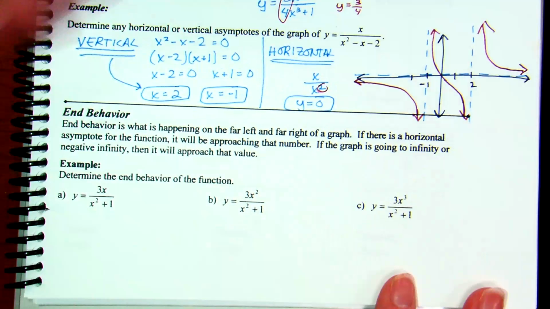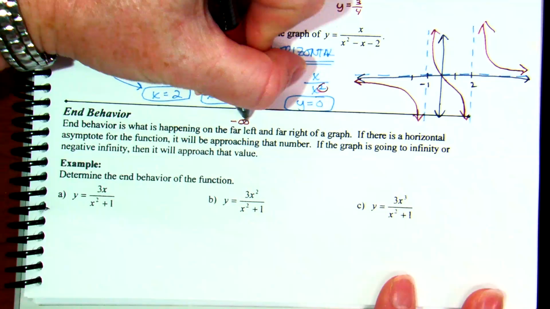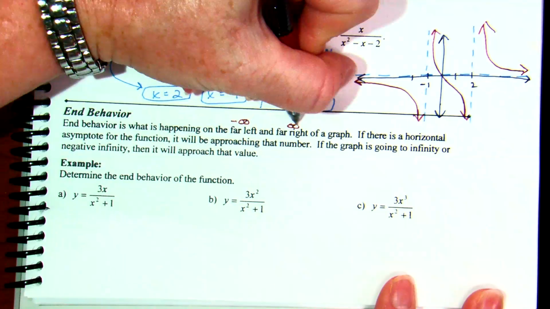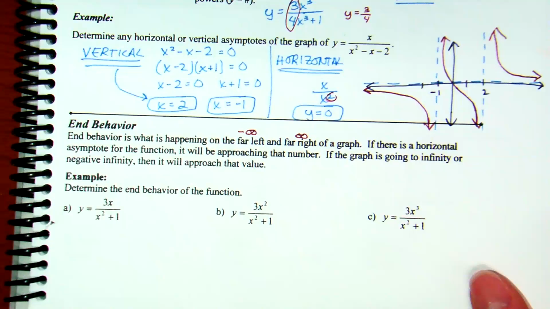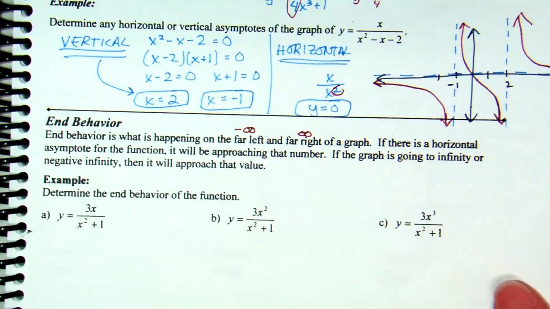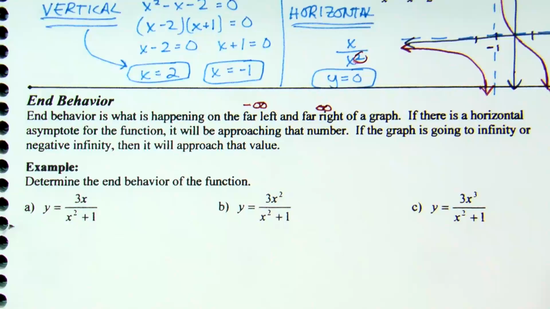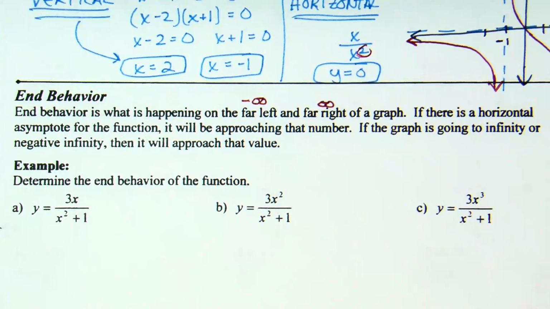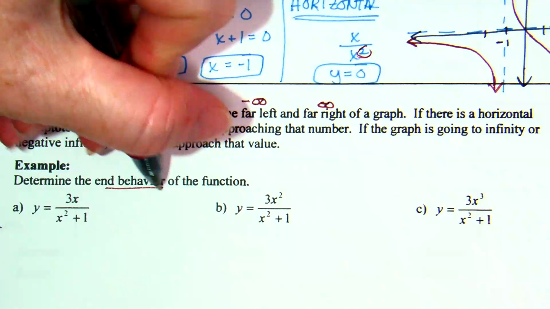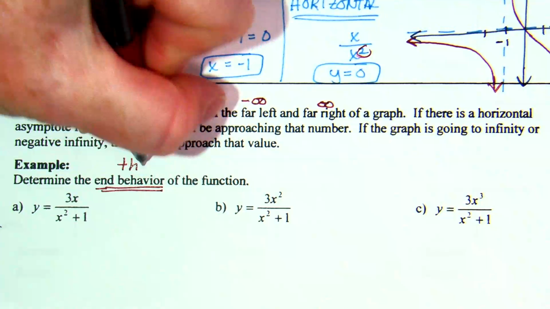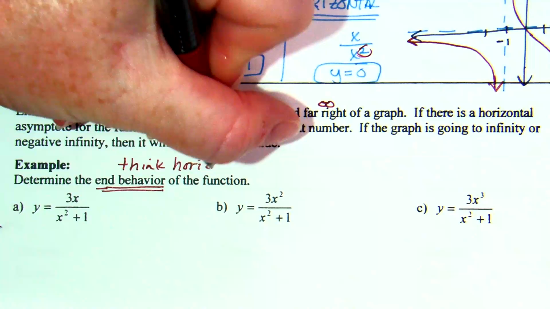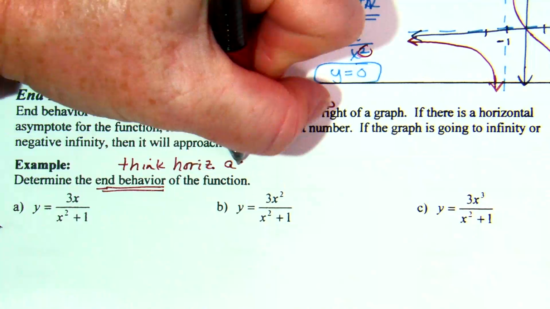So the far left being negative infinity and the far right being positive infinity. If there's a horizontal asymptote for the function, it'll be approaching that number. If the graph is going to infinity or negative infinity, then we'll approach that value. Now, what I'm going to say, when it says determine the end behavior of the function, I want you to think horizontal asymptotes. That is going to be the main thing that's going to help you here.